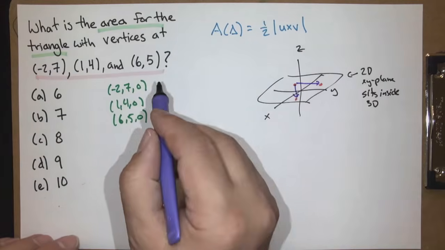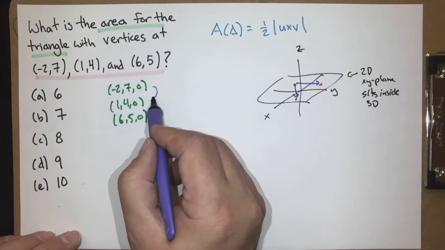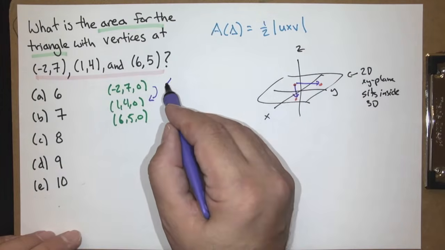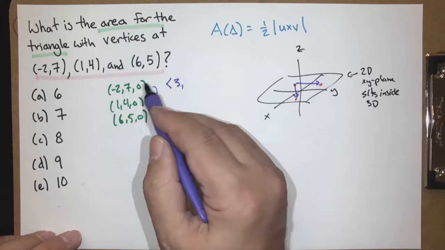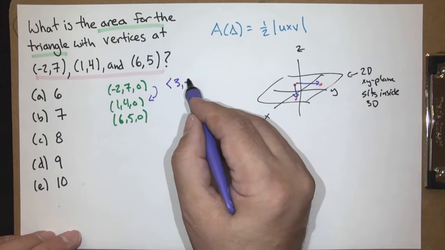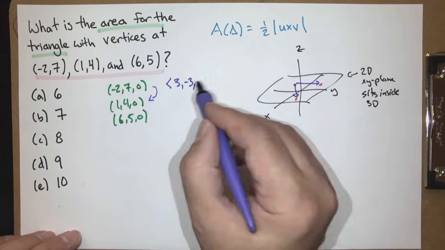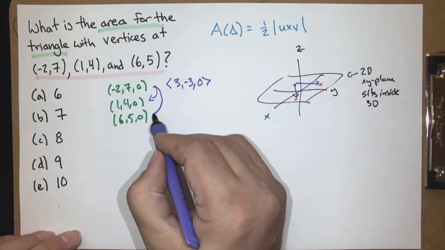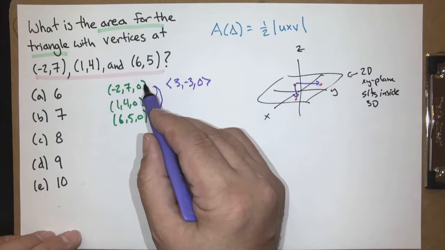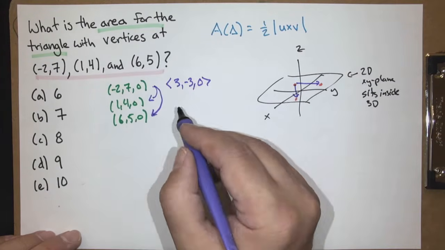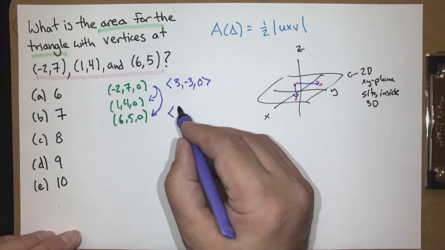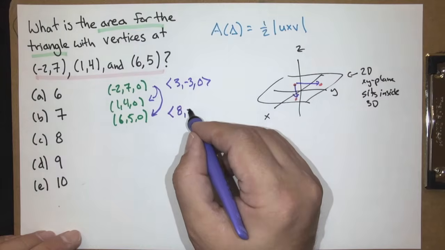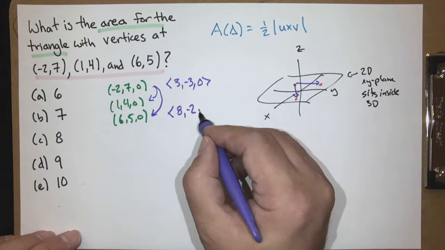So let's suppose we'll start from negative 2, 7, 0. What's the change going from negative 2 to 1? 3. The change from 7 to 4? Negative 3. Change from 0 to 0? 0. Okay, now again we'll go from negative 2, 7, 0 to 6, 5, 0. From negative 2 to 6, what's the change? 8. From 7 to 5? Negative 2. 0 to 0? 0.